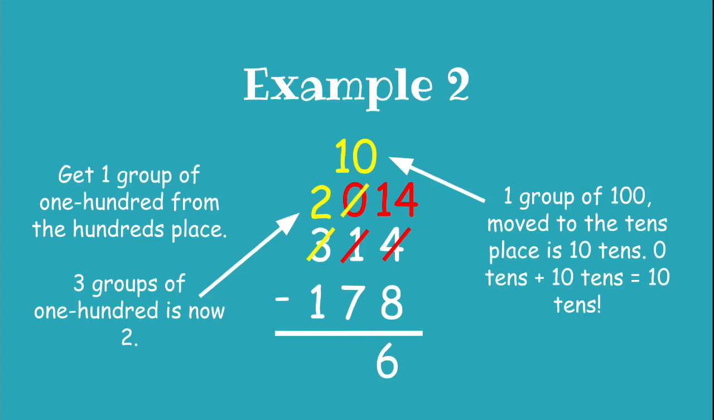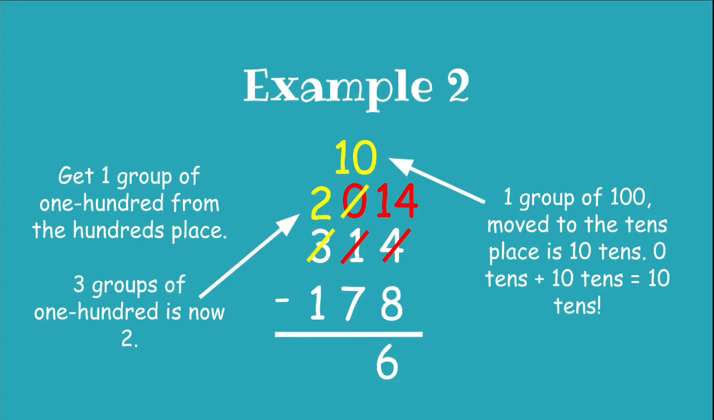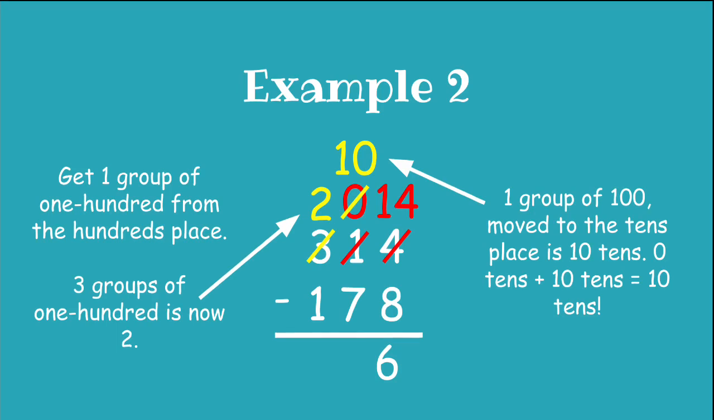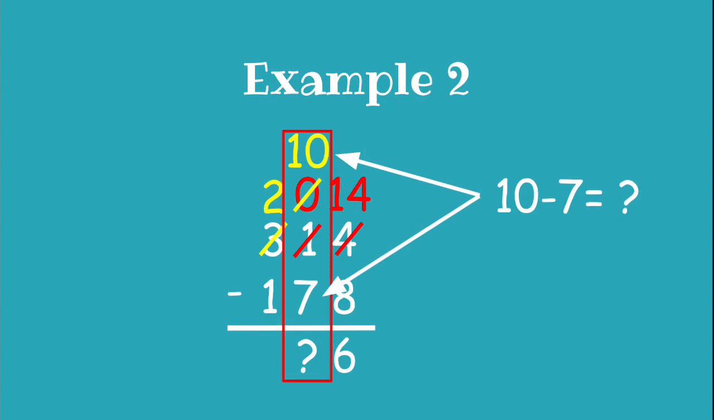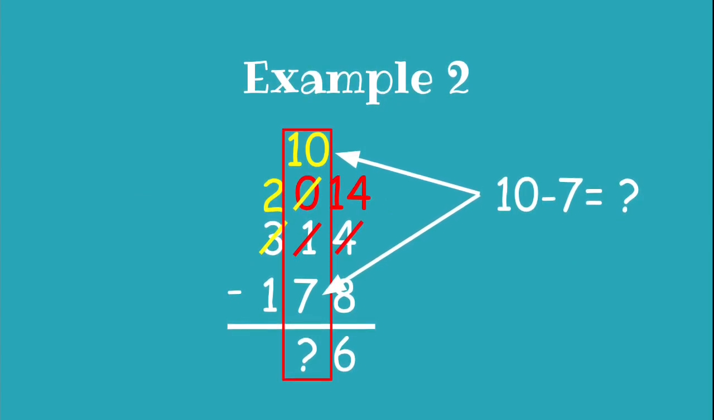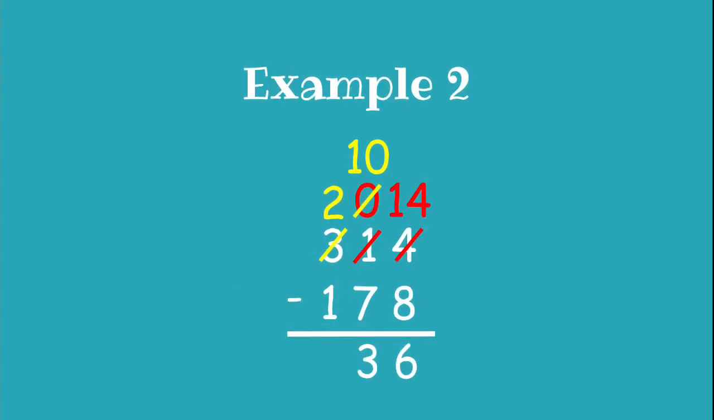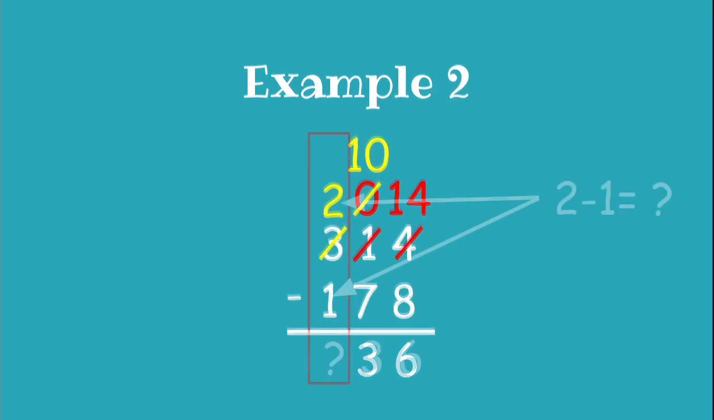But don't be confused, moving that group of 100 to the tens place is 10, because 10 groups of 10 is 100. That means we're left with 2 groups of 100 in the hundreds place, and we added 10 groups of 10 to the 0. So now we have 10 groups of 10 in the tens place. Now let's take 10 minus 7. 10 minus 7 equals 3.